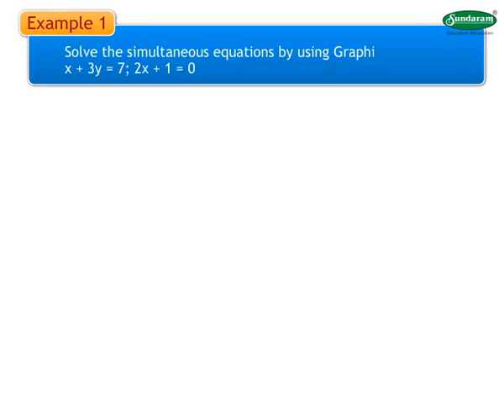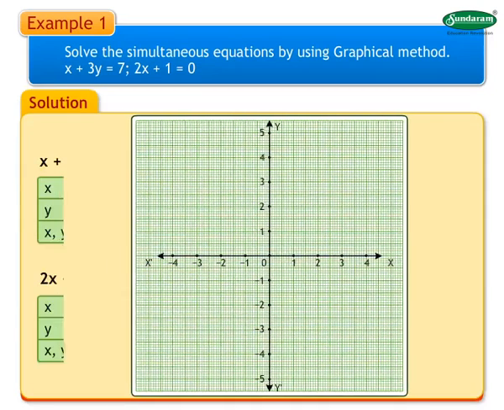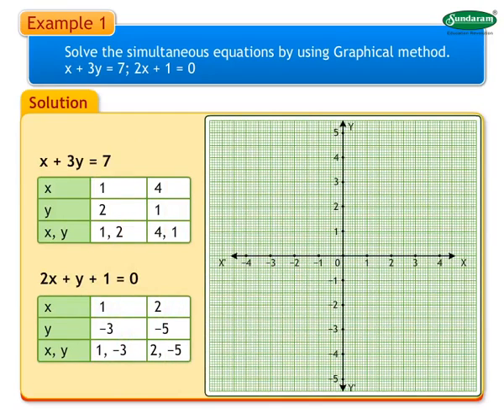Let us look at the example. Solve the simultaneous equations by using graphical method. X plus 3y is equal to 7, 2x plus y plus 1 is equal to 0. Solution. To draw the graphs of the two given equations, we find two solutions of each equation and make the tables as given. Now, plot the points (1, 2) and (4, 1) and join them to get the graph of the line x plus 3y is equal to 7.